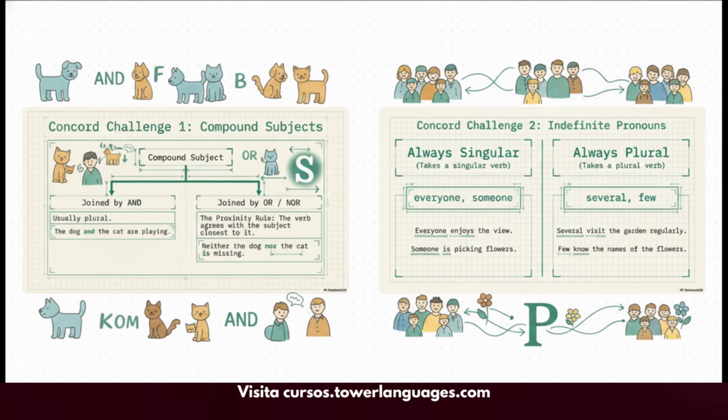First, compound subjects. Usually, and makes it plural, right? The dog and the cat are playing. Easy. But throw in an or a nor, and suddenly the rules change. The verb just has to agree with whatever is closest. Then you've got the real sneaky one, indefinite pronouns. Words like everyone or somebody, they just sound plural, don't they? But nope, they're singular. This is a massive trap for learners, so definitely keep an eye out for this one.